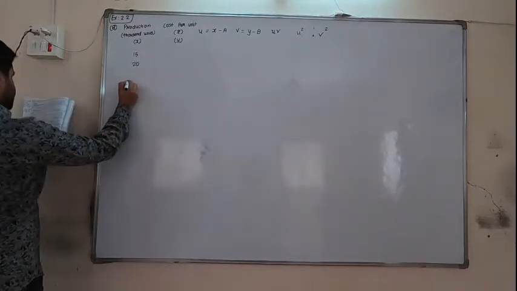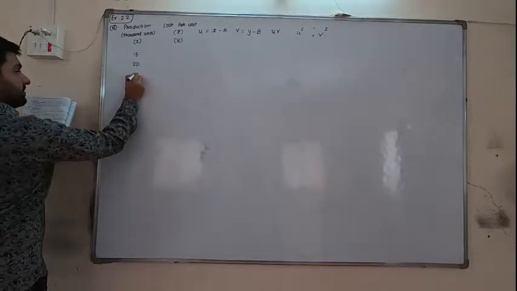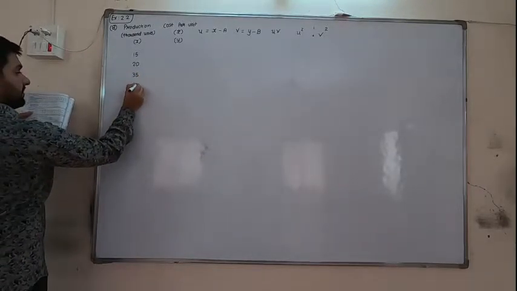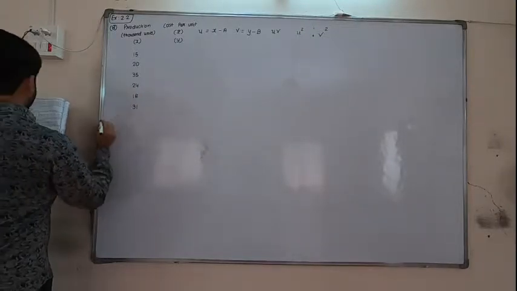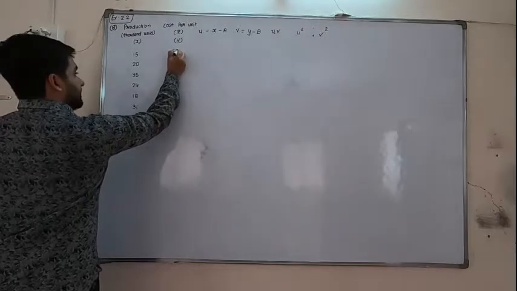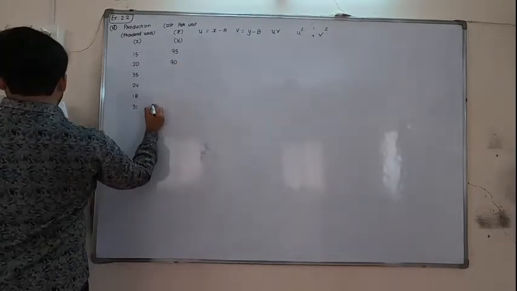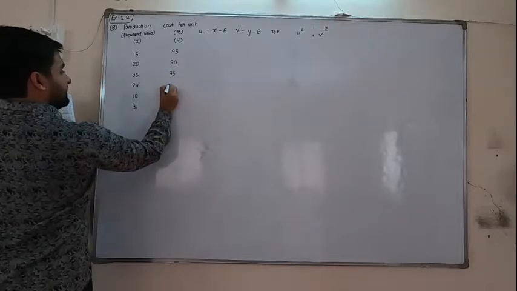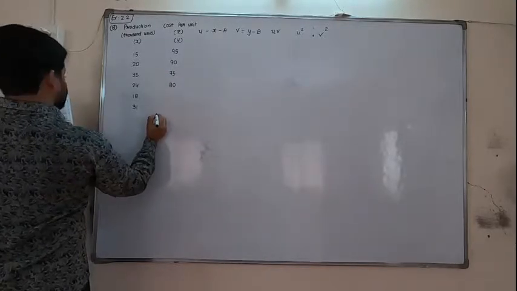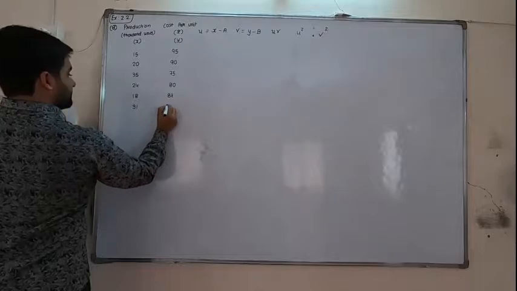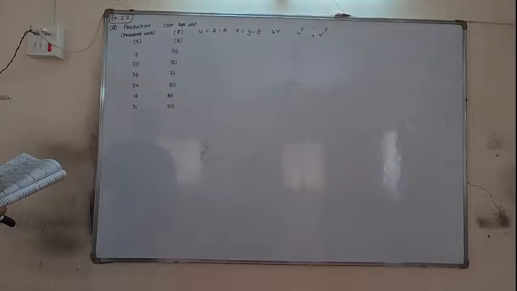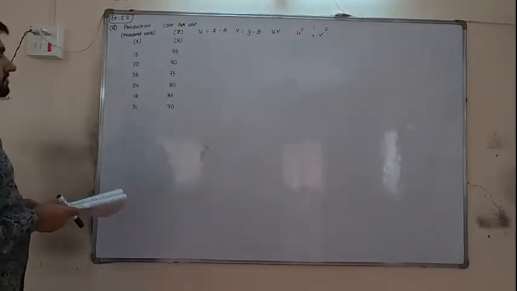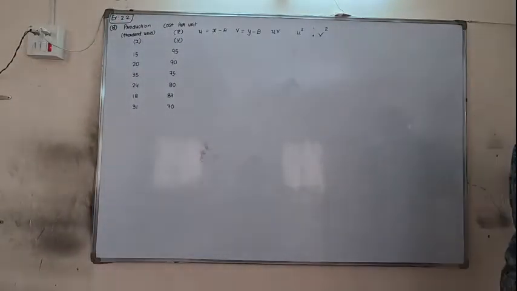15, 20, 35, 24, 18, 31. 95, 90, 75, 80, 87, 70. Let us check the values. Yes. Now we will draw the lines.